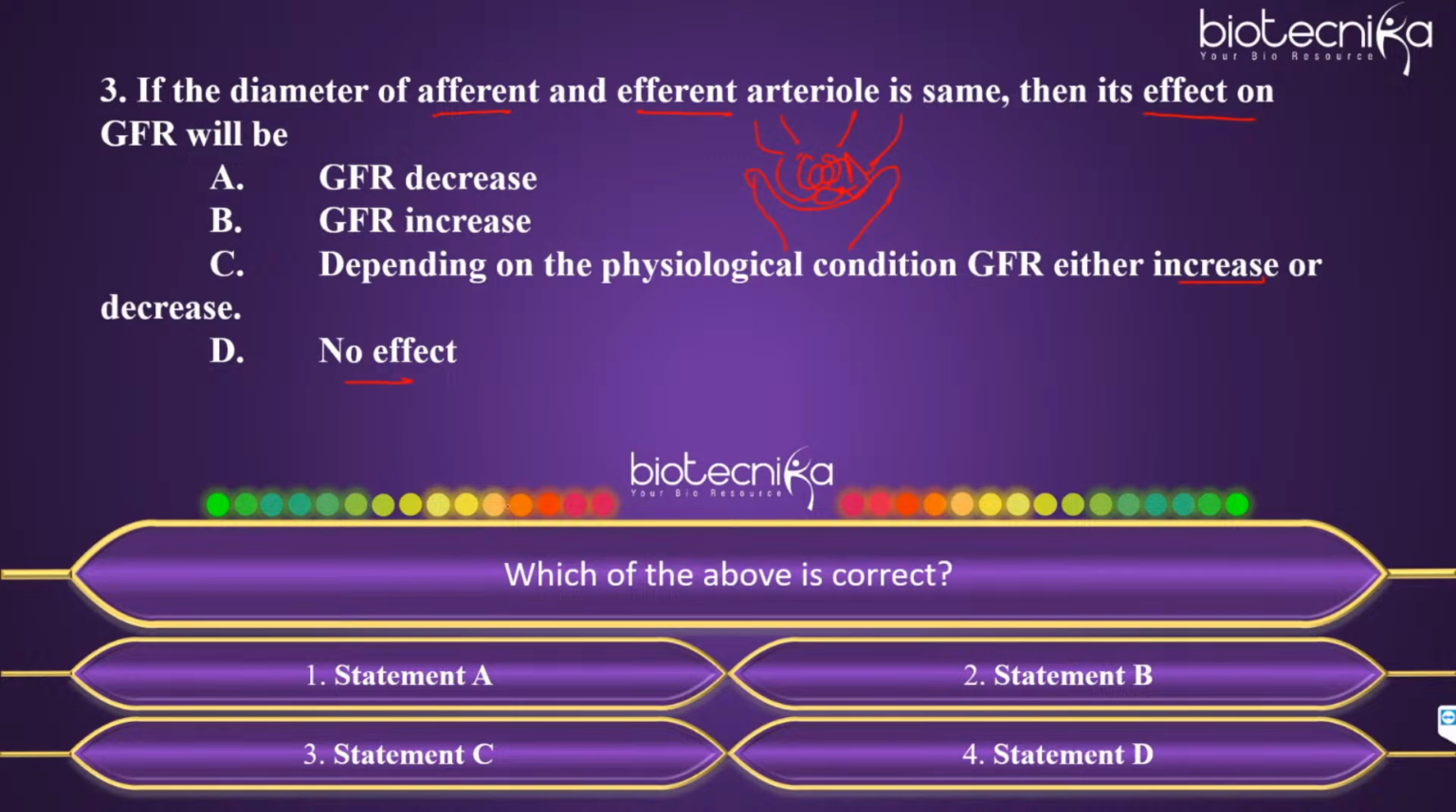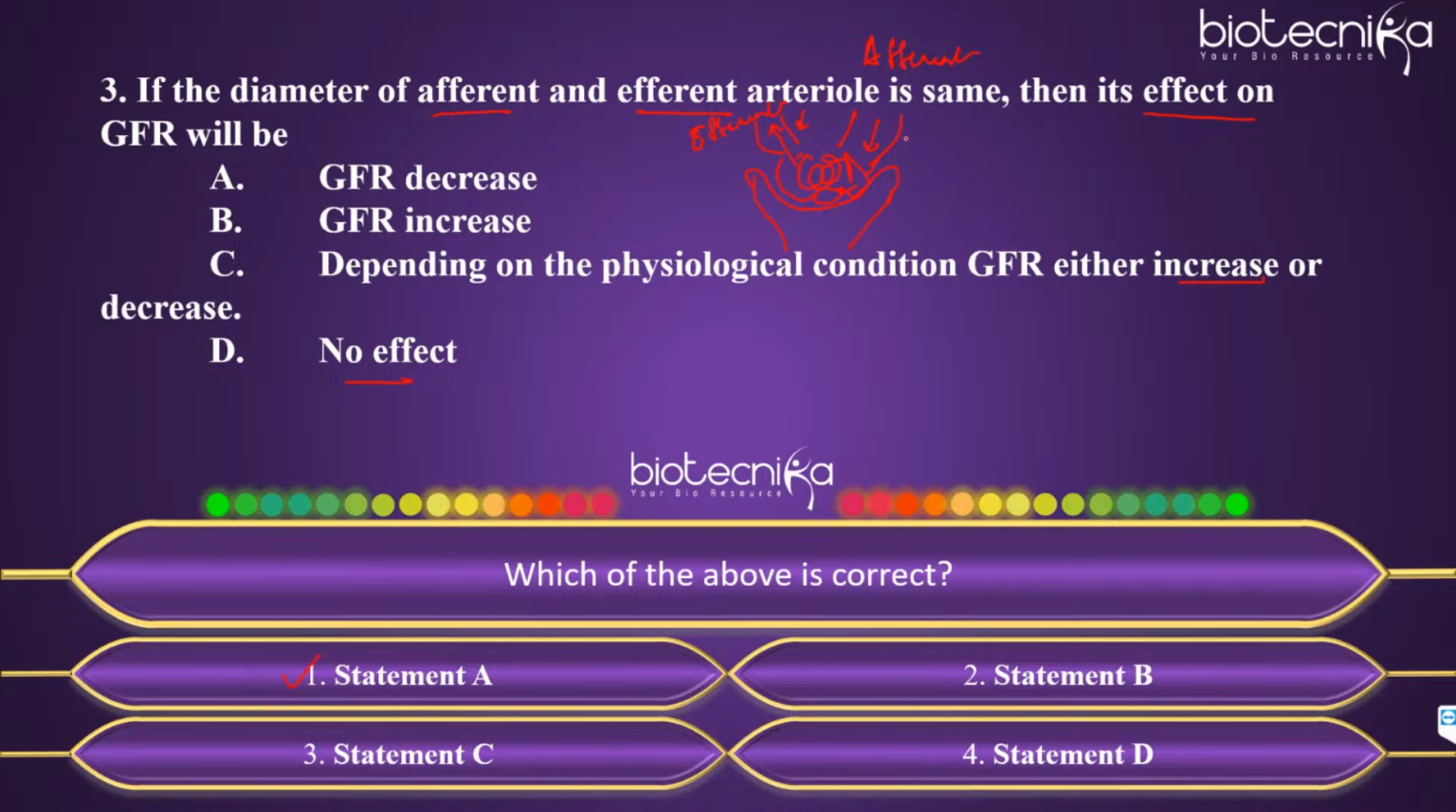The right answer for this question number 3 is answer 1, or statement A. Normally, the afferent will bring the blood, and from the efferent the blood will exit. The diameter of the efferent is normally less compared to the afferent, that is how it is present in our body. Yes, Saujanya, right. Option 1 is correct. Now the question says the diameter of the afferent and efferent arteriole is the same.